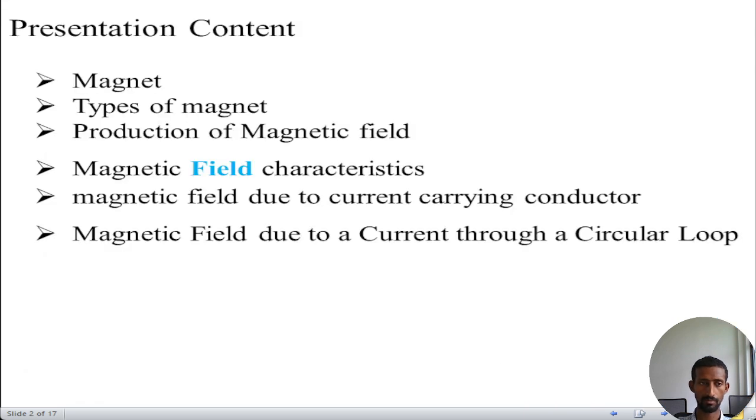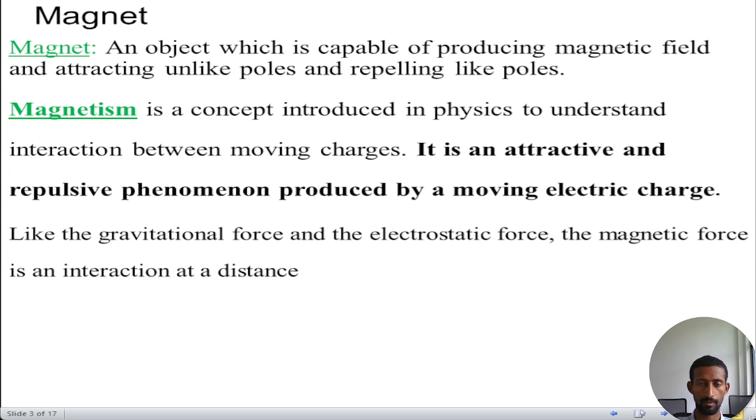In today's class, we will see about magnets and related topics, that is, the production of a magnetic field: how a magnetic field is produced from different materials, their characteristics, and what the magnetic field of a current carrying conductor looks like. Let's start from the first topic, that is, the magnet.